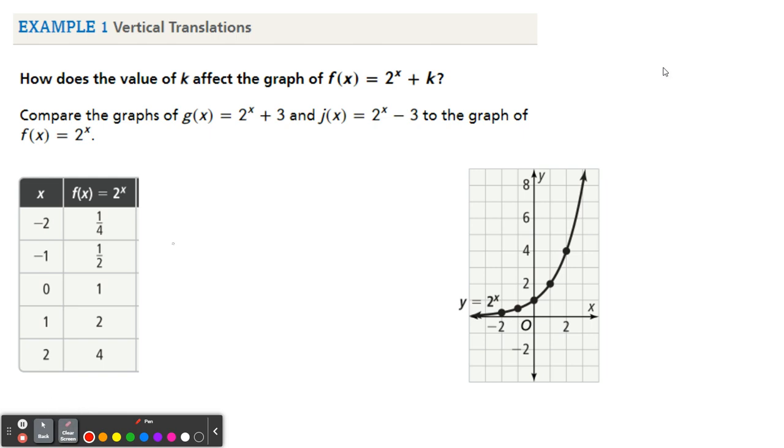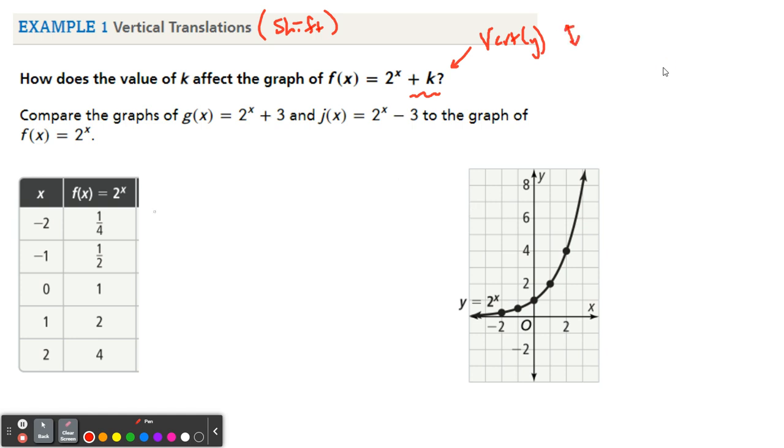When they say translations, that's the same thing as being a shift. So when they say this word translations, that also means a shift. It says, how does the value of k affect the graph of f of x equals 2 to the x plus k? Notice that this plus k is at the end. It's not up here with the x. So this is going to be a y translation, or a vertical translation. It's going to affect the y, so you're thinking up and down.